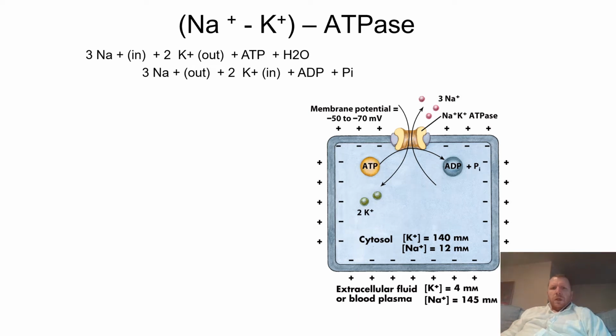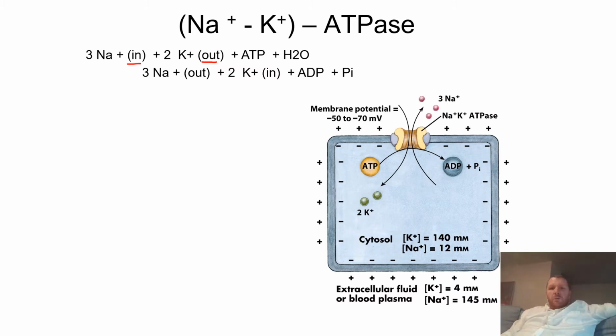Na plus K plus ATPase. This is our enzyme, which is going to take 3 sodium ions that are currently inside of the cell, 2 potassium ions that are outside of the cell, and an ATP, which happens to be inside but isn't pertinent to this particular case because we're moving sodium and potassium ions in and out and everything like that.